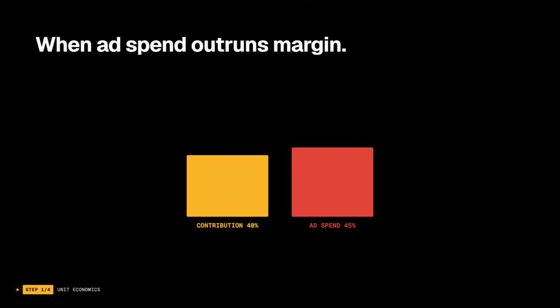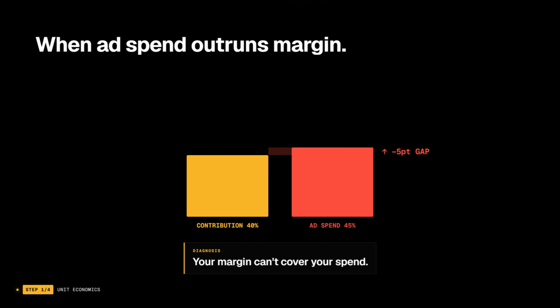Then we have contribution margin. You can either calculate it as a percentage or a flat number, really up to you. If you calculate it as a percentage and at the end of the month your contribution margin is 40%, but your total spend is 45% of your total revenue, that means the contribution margin can't even cover your ad spend. Then once I have these numbers, I move into the account.